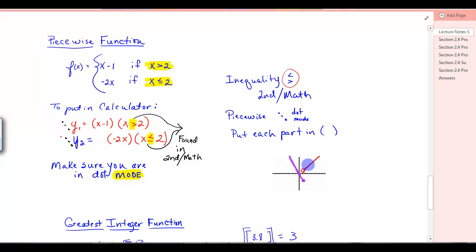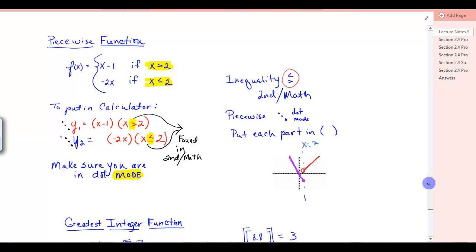And here at x equals 2 is where it's different. If you note, right here, this is at x equals 2. So for everything greater than 2, it's x minus 1. It's this line. For everything to the left of 2, it's negative 2x. And this one had an equals under it, so it gets a closed circle. This one had an open circle. And we'll practice these in the homework, but I wanted to just go over what they are right now.